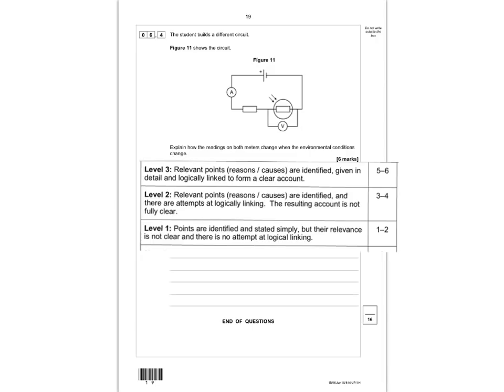If you get 3 or 4 marks, that's a level 2 response. The reason for that is that you've got relevant points, such as the reasons and causes identified, and there are attempts to link logically. The resulting account is not fully clear all the time. Finally, if you get 1 or 2 marks, the reason for that is that you've got points that are identified and stated simply, but their relevance is not clear, and there's no attempt at logical thinking. So the idea is you've got to explain yourself logically and try to link these ideas together.